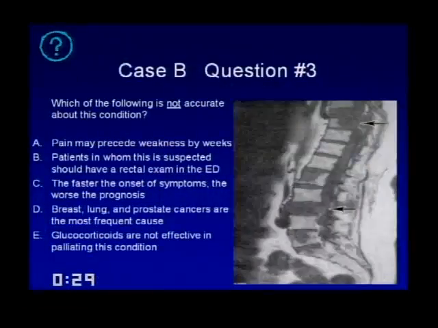Okay, question number 3. Which one of the following is not accurate about this condition, the condition illustrated by this MRI scan? A, pain may precede weakness by weeks. B, patients in whom this is suspected should have a rectal exam in the emergency department. C, the faster the onset of symptoms, the worse the prognosis. D, breast, lung, and prostate cancers are the most frequent cause. Or E, glucocorticoids are not effective in palliating this condition. Shall we vote?